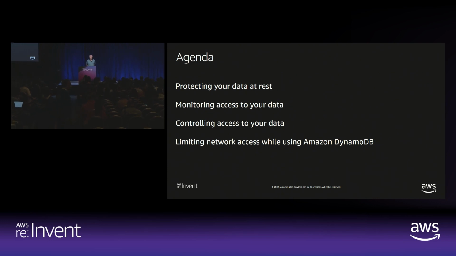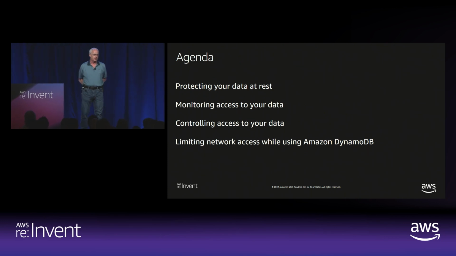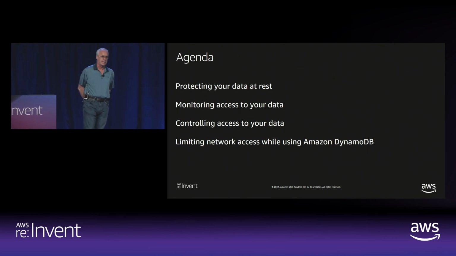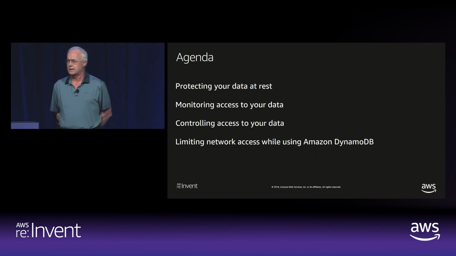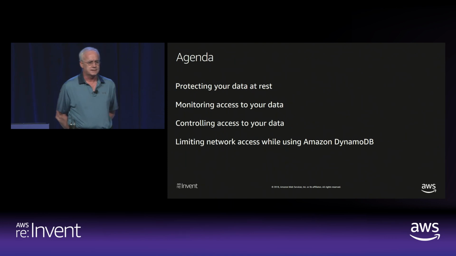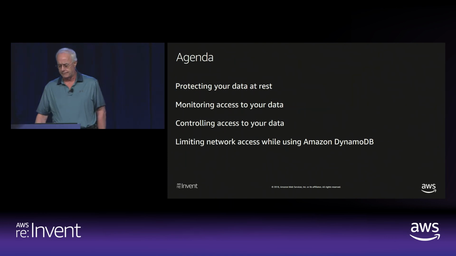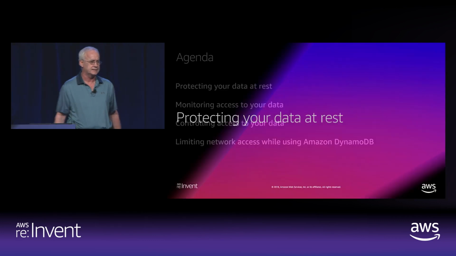The topics I'm going to be talking about are protecting your data at rest, so what you can do to make sure your data is protected, how you can monitor access to your data and what features you can use, and I'll walk through an example of showing how you can alert yourself when certain actions are taking place. Controlling access to your data and talk about some of the fine-grained permissions controls that we have, and limiting access to your network while you're accessing DynamoDB and how you can use virtual private endpoints to control access.